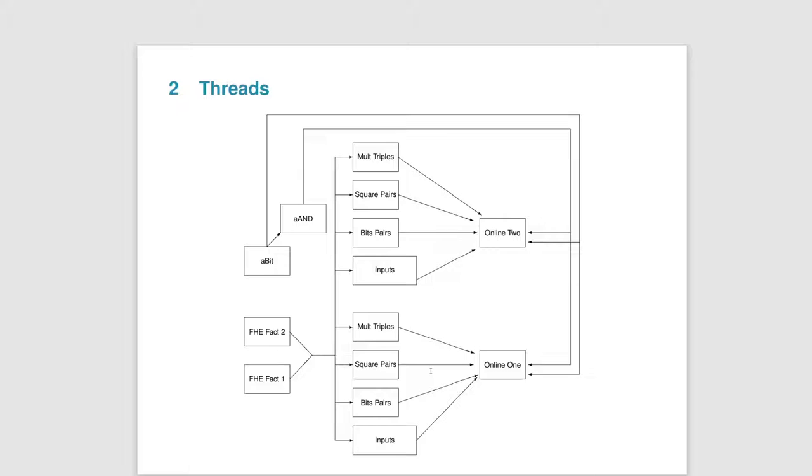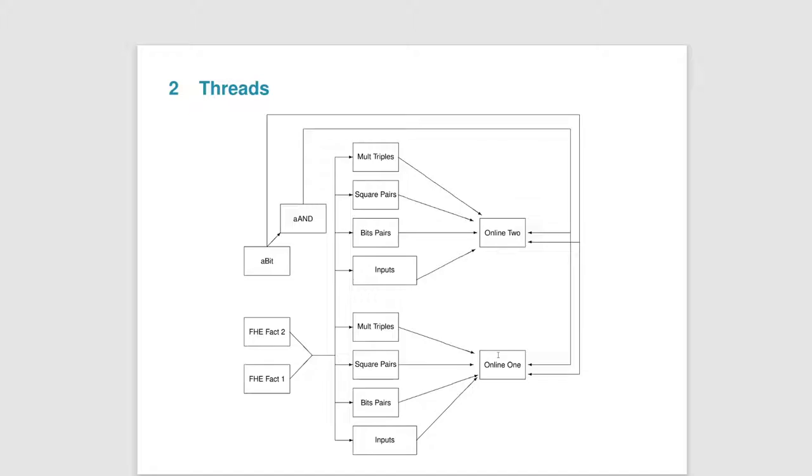You could also notice that we produce aBits and aANDs, which stand for authenticated bits and authenticated ANDs. These are also fed to the online threads, and they are produced using oblivious transfer and used for the garbled circuit engine.